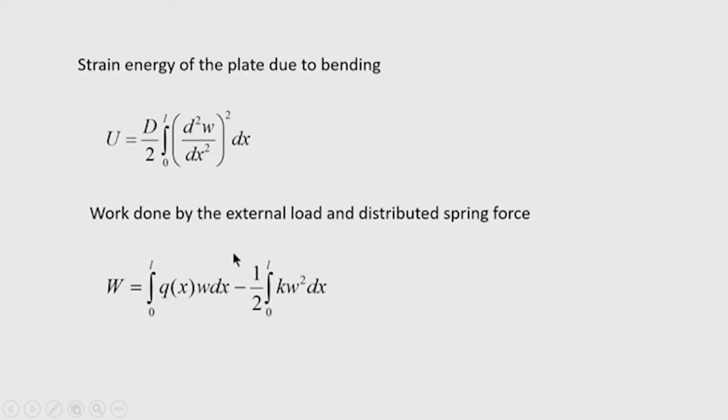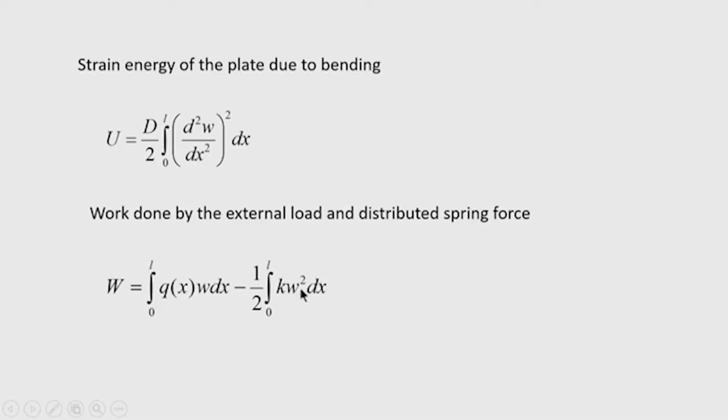Then the work done by the distributed spring force due to subgrade reaction: the spring force is opposite to the displacement. Therefore, the work done by the spring force will be negative. Hence, we take the work done by the spring force as integral k w into w by 2 into dx. So, half I have taken outside, and then we have integrated over the length of the plate. So, this represents the work done by the spring force.